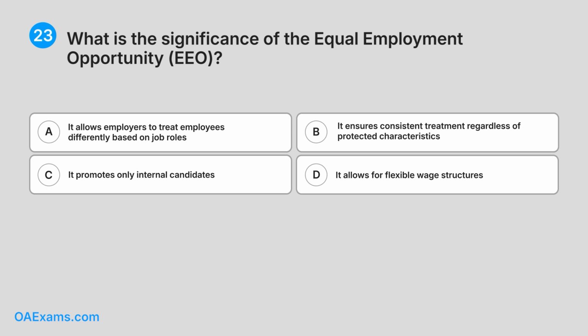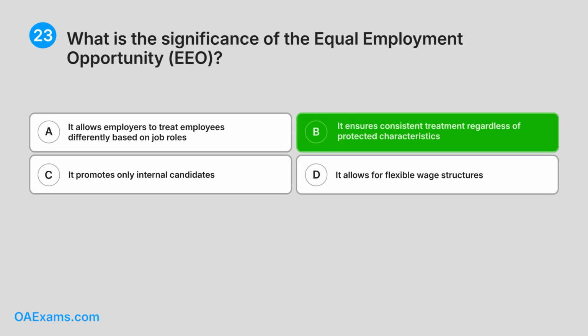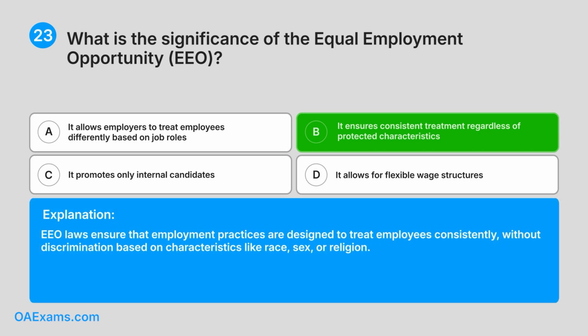Correct answer. B. It ensures consistent treatment regardless of protected characteristics. Explanation. EEO laws ensure that employment practices are designed to treat employees consistently, without discrimination based on characteristics like race, sex, or religion.